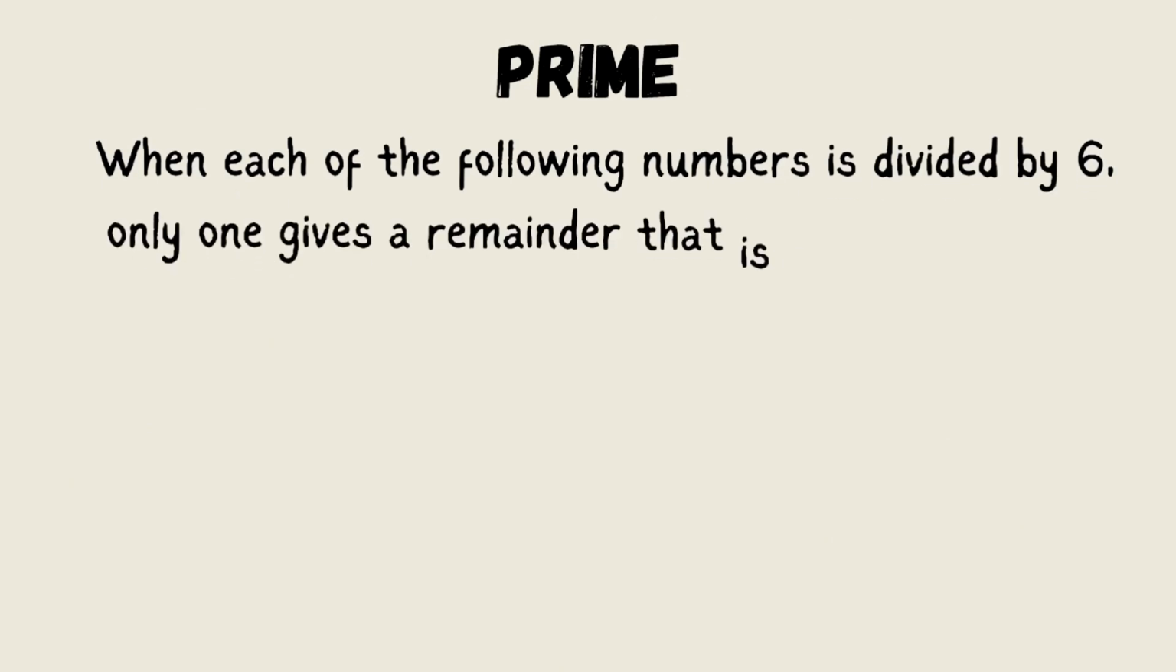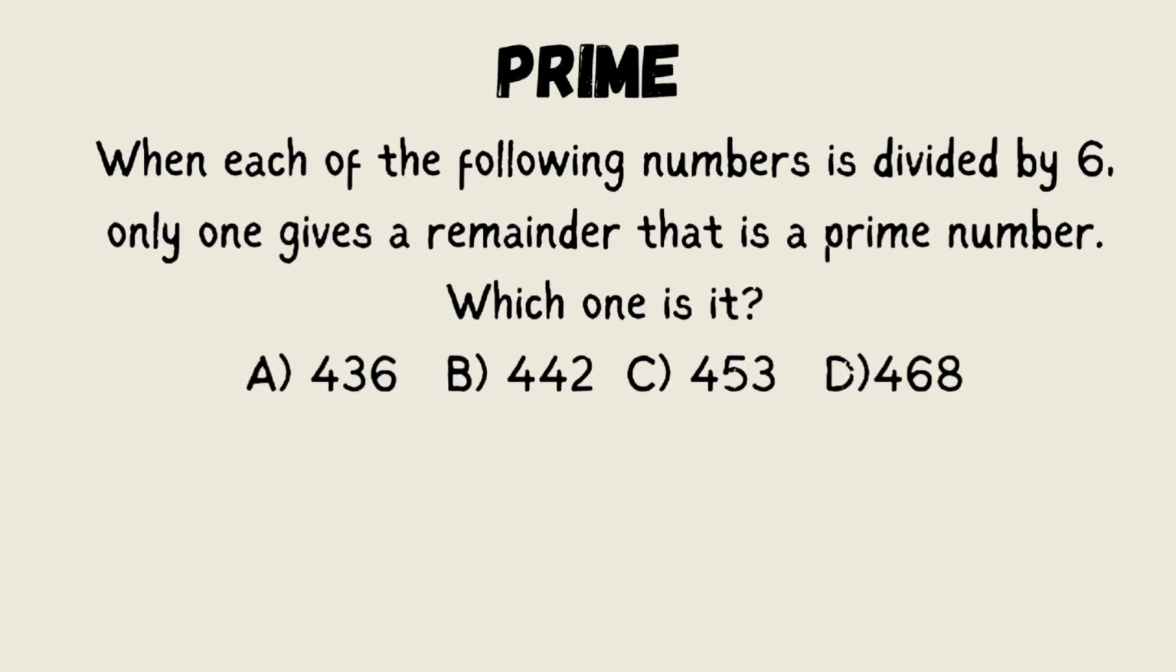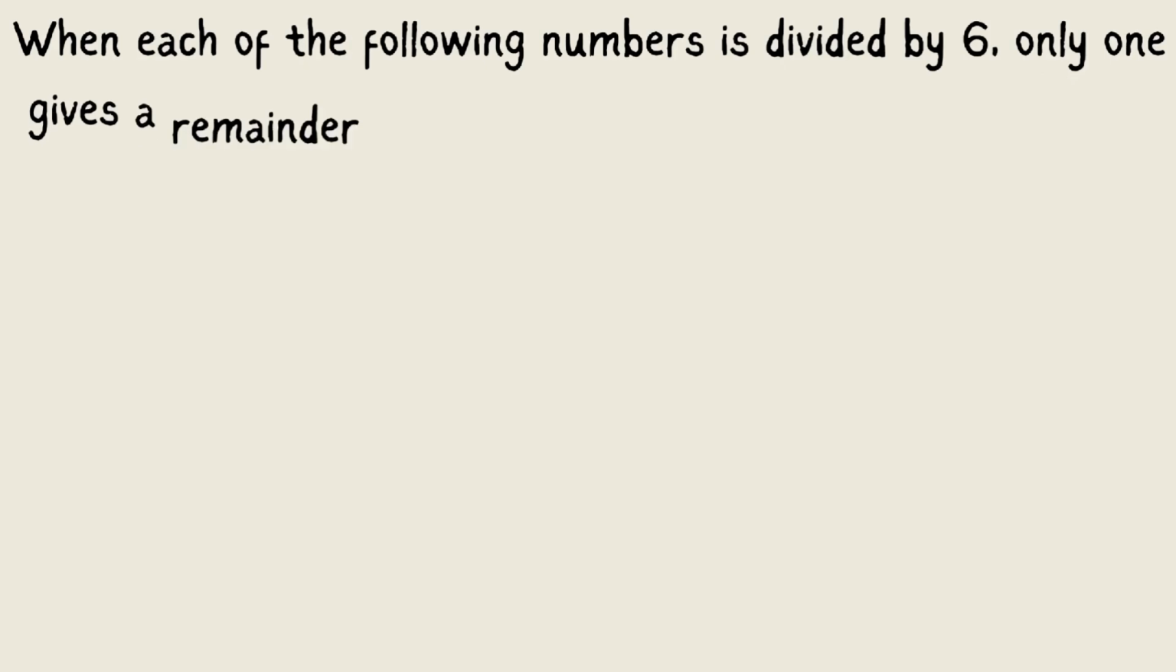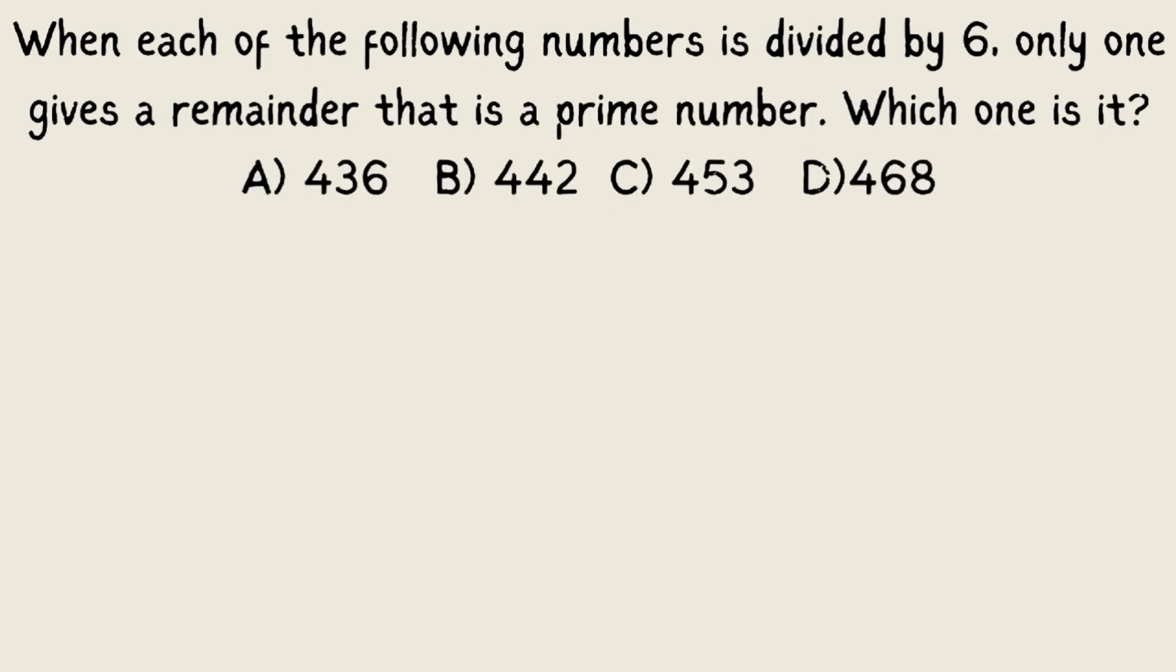When each of the following numbers is divided by 6, only one gives a remainder that is a prime number. Which one is it? A, 436; B, 442; C, 453; D, 468. So let's first move it to the next slide so that we have more space. The question wants us to divide the numbers by 6 and look at the remainders for a prime number.